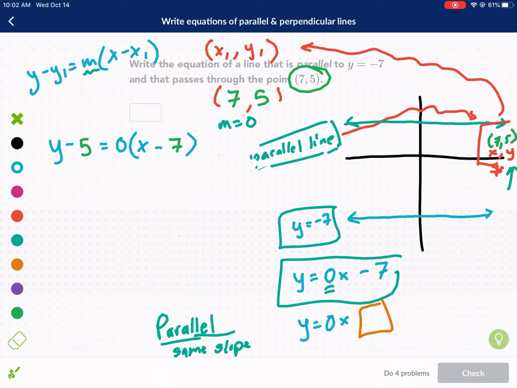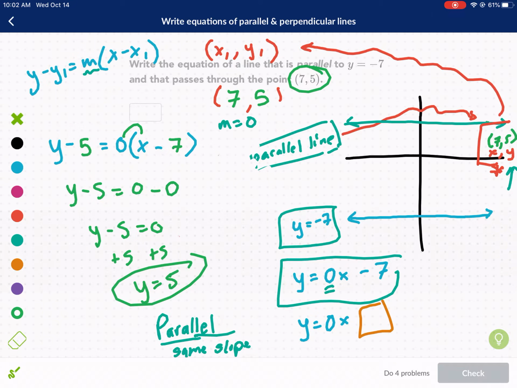Oops, blue. And then we simplify from here. So we have y minus 5 equals 0. Add 5, and we get y equals 5. Okay, so we get the same thing.